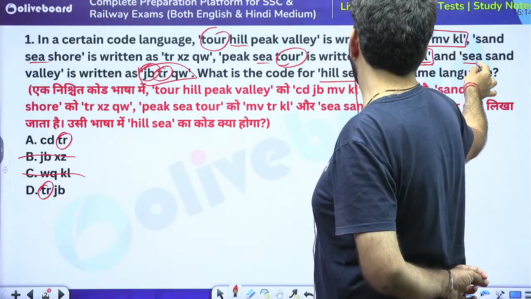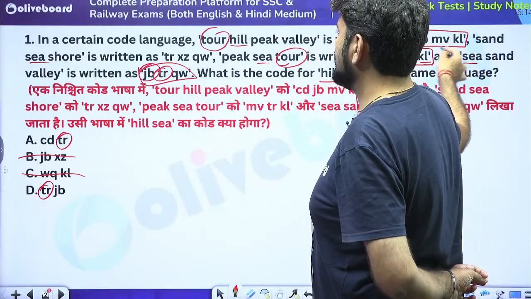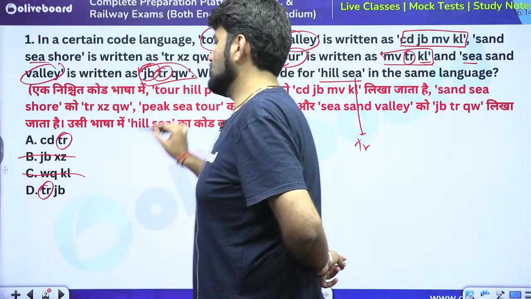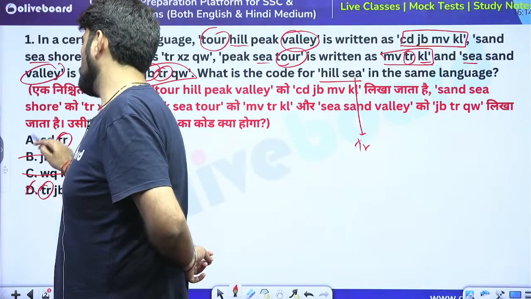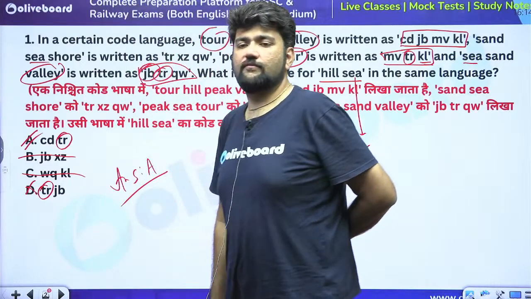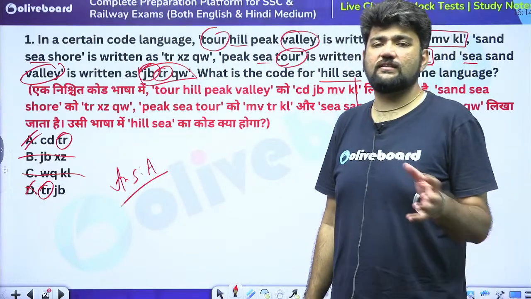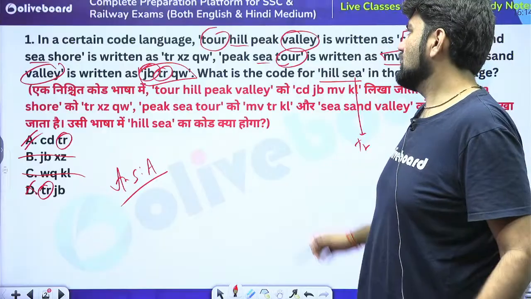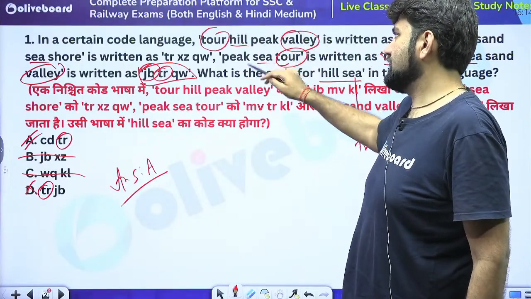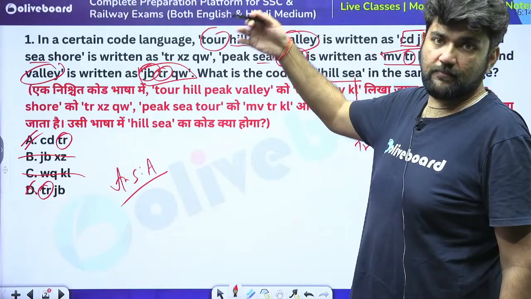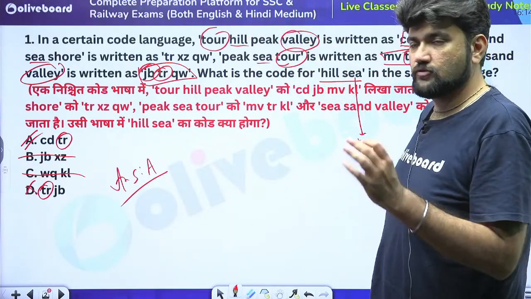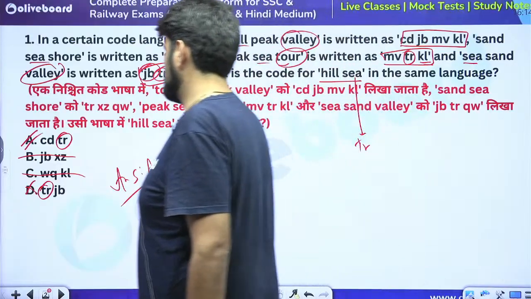Now here there is no word named hill. So what is exactly happening? Valley is the word which is being carried forward as JB. So JB will get deleted and we'll have option A, CD, TR as the correct answer. You can still work it out with that, but the approach will slightly change. A lot of people, to find the code for hill, will find the code for tour, valley and peak and then delete. That's going to be very time consuming. So pick up one of them, delete the other options, and from the remaining options, pick up from the balance.